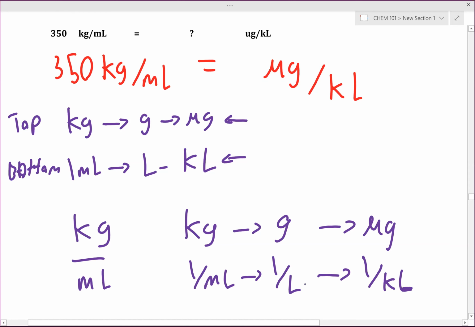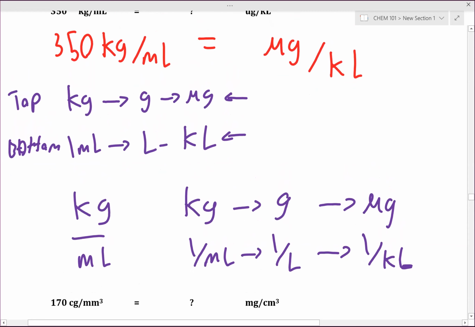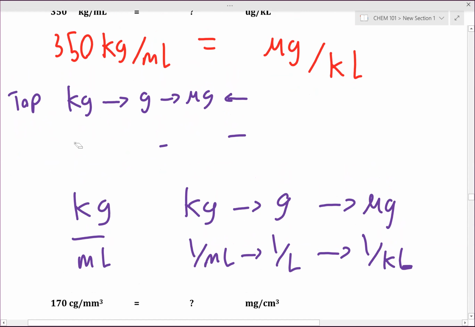So we have our guideline set up. So our next step is to execute on that guideline. So I'm going to write out our starting input. So we have 350 kilogram per milliliter.